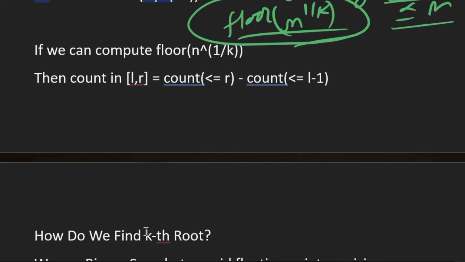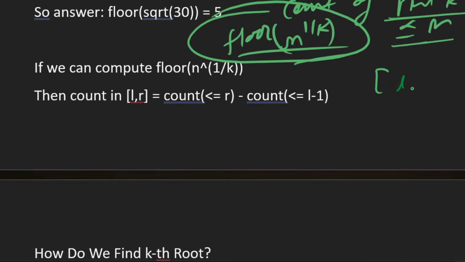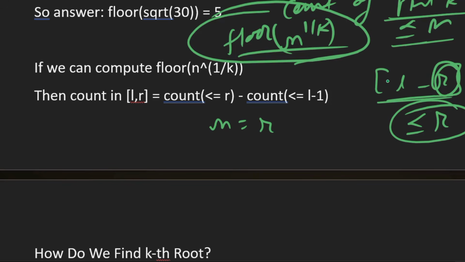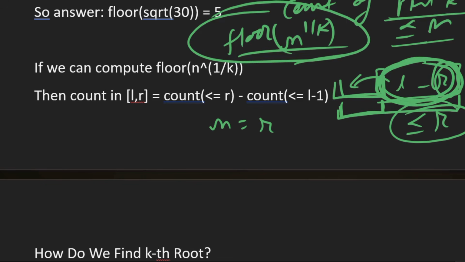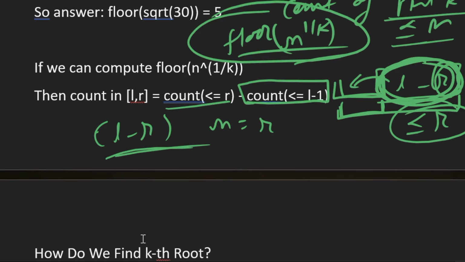But this is for n. Now here we are given a range L to R. So first we consider n is equal to R. Then we solve for all the values. We get all the values less than or equal to R. And then we subtract all the values less than L. So we count up to R and then subtract the values up to L minus 1. Then we get our answer in the range L to R, right? So this way we will solve this.